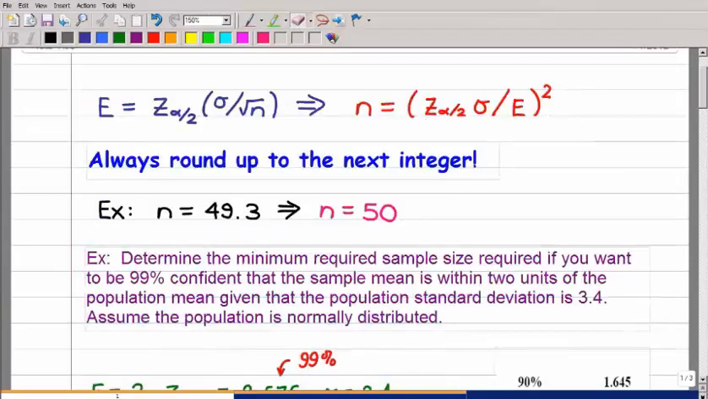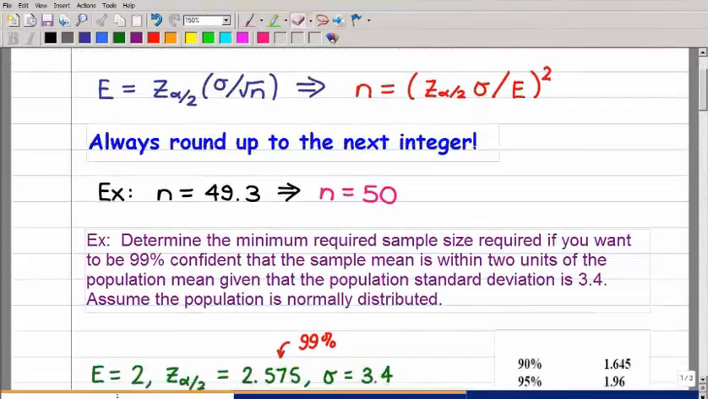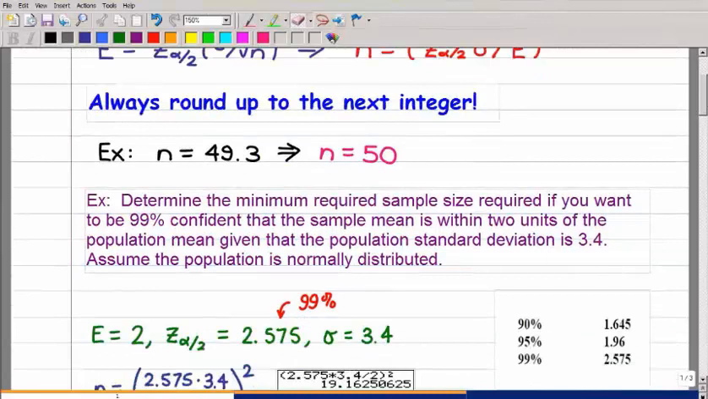All right. So like I said, this will be a short lecture since many books already contain this topic within the large sample section. So let's see, determine the minimum required sample size needed if you want to be 99% confident that the sample mean is within 2 units of the population mean, given that the population standard deviation is 3.4. Assume the population is normally distributed.